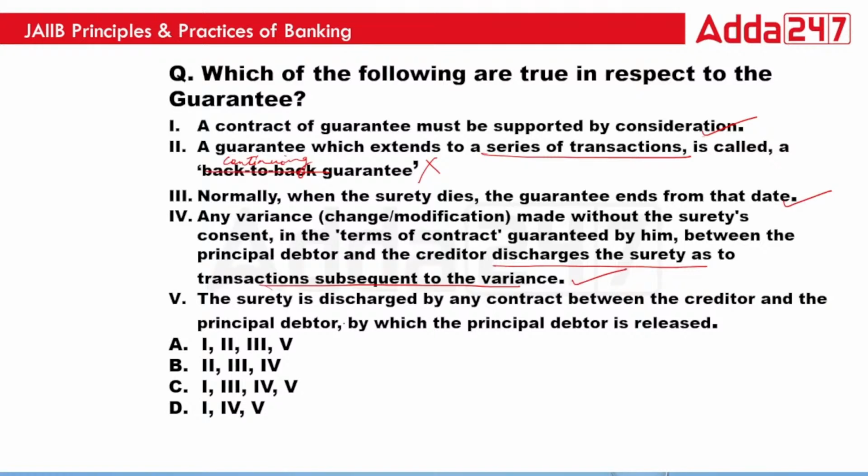This is also true. Surety is discharged by any contract between the creditor and the principal debtor by which the principal debtor is released. So this is also true. So right answer is 1, 3, 4, 5. And so C is the right answer.